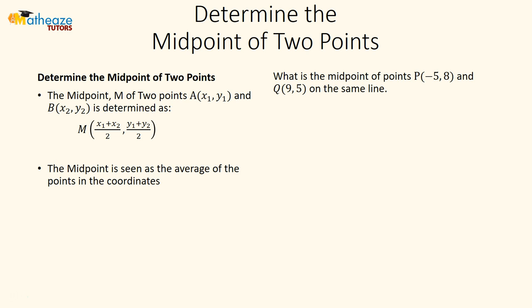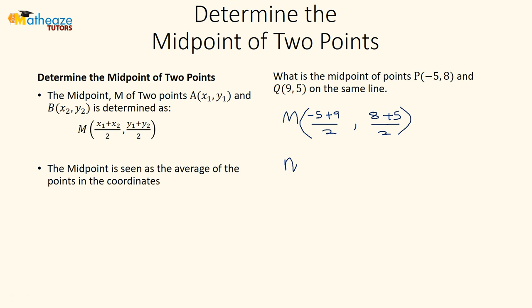Let's look at this example. So we have another M. You could choose any letter. I just like to use M. It's a more acceptable standard. So M is going to be negative 5 plus 9 over 2, and then 8 plus 5 over 2.